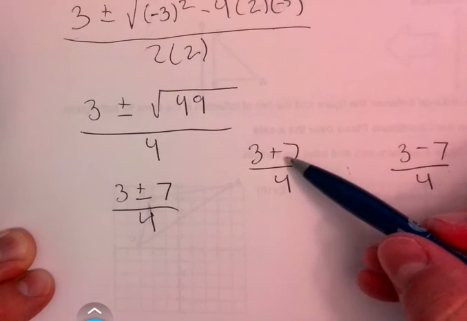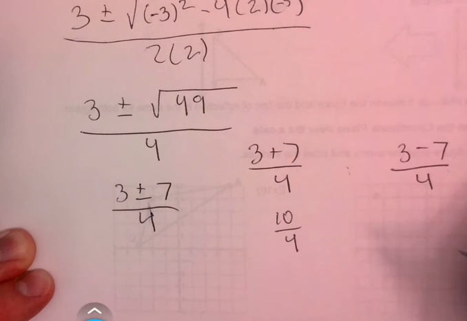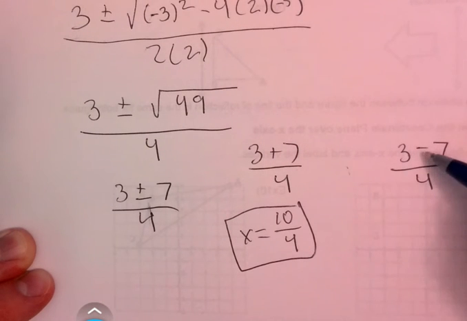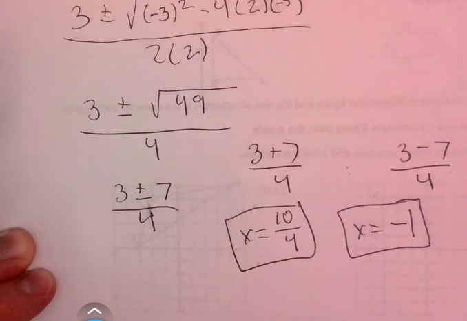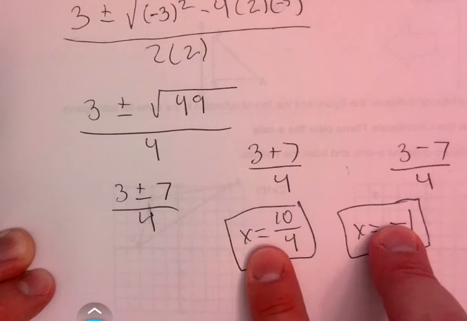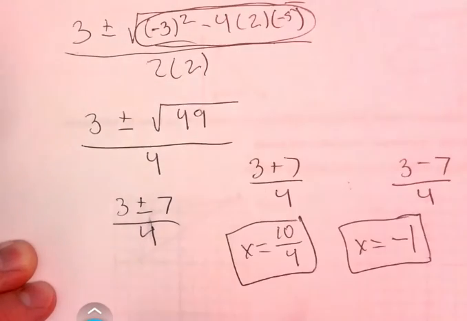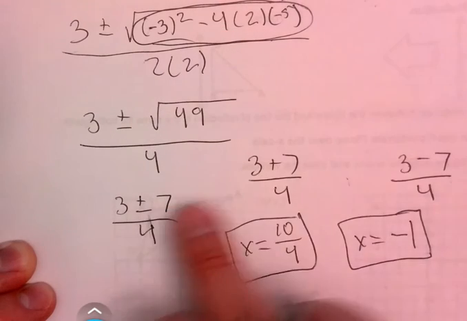Well, 3 plus 7 is 10 over 4, you could say 10/4, or you can say 2.5, I believe. So that's one solution. Well, 3 minus 7 is negative 4. Negative 4 divided by 4 is negative 1. So again, notice I got 2 different answers, and the reason I got 2 different answers is because the discriminant, remember, this part here, the discriminant was positive. And because that's a positive number, it's going to give me 2 different numbers here.